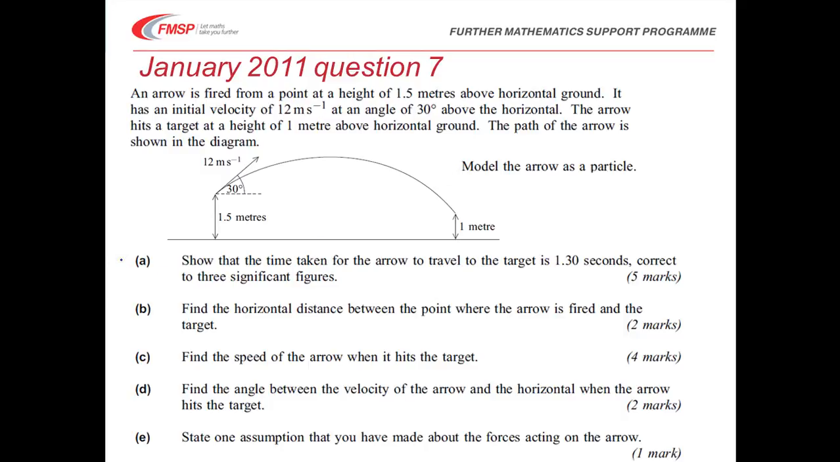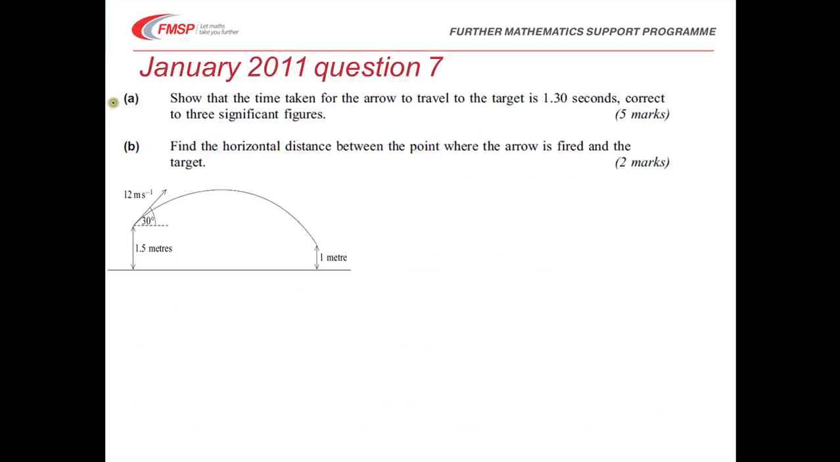So there are 5 parts to the question. First of all, show that the time taken for the arrow to travel to the target is 1.30 seconds, correct to 3 significant figures. Secondly, find the horizontal distance between the point where the arrow is fired and the target. In part C, find the speed of the arrow when it hits the target. And D, find the angle between the velocity of the arrow and the horizontal when the arrow hits the target. And lastly, state one assumption that you have made about the forces acting on the arrow. So let's have a look, starting with part A.